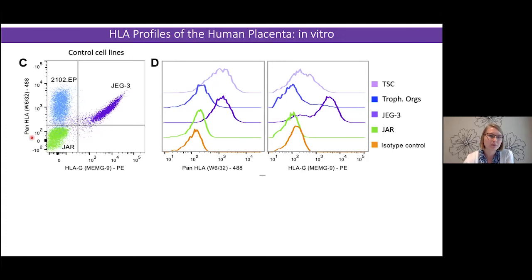So the pan class 1 expression will show up in JEG3 cells, which are most like extravillous trophoblast cells because they're double positive, like the extravillous trophoblast would be. However, JAR cells are most like villous trophoblast cells, and they are completely null for any HLA molecules. So they're absent of any of these molecules on their surface. And then a non-trophoblast cell line shows pan class 1 expression, but is absent of HLA-G, meaning that it's most like these stromal non-trophoblast core cells.